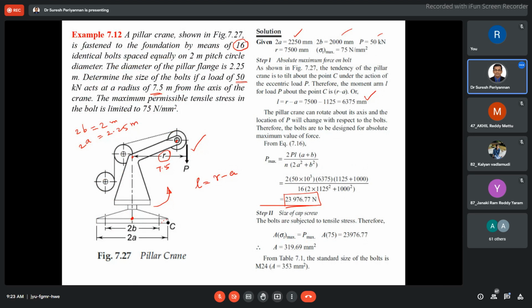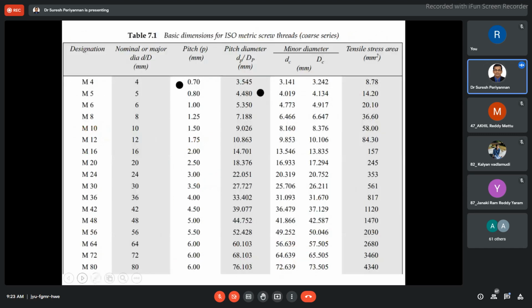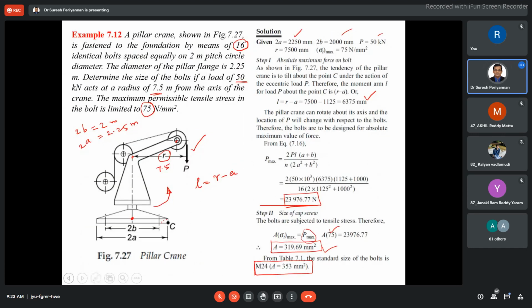Now, in this case, Pmax is nothing but sigma t into A, where A is the area of the bolt. Sigma t we know. Then the area of the bolt is 319.69 mm square. Then we have to find out where this value matches in our standard table, and consider the corresponding notation of the bolt for our design purpose. Now I come to this: 319.69 mm square.